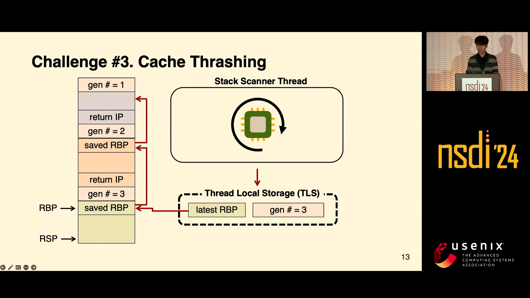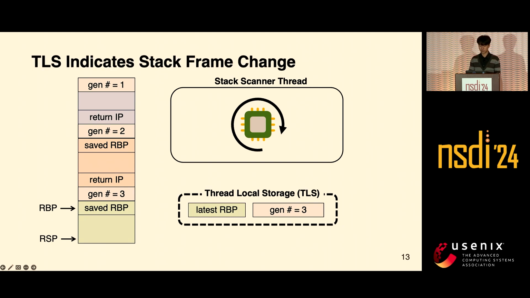And the third challenge is a runtime overhead due to cache thrashing. Because the stack frames are actively accessed by the application thread for the local variables, if the stack scanner thread accesses the stack frames too frequently, the application thread performance can degrade due to cache thrashing.